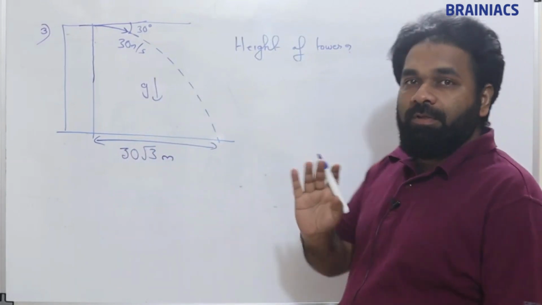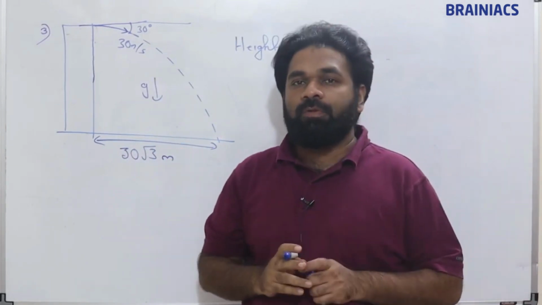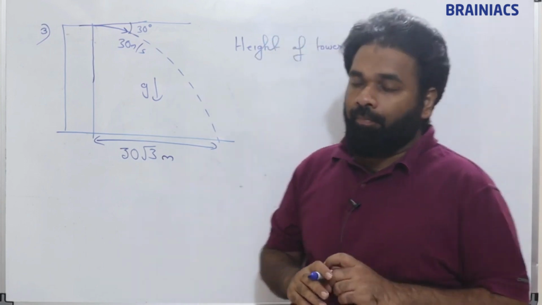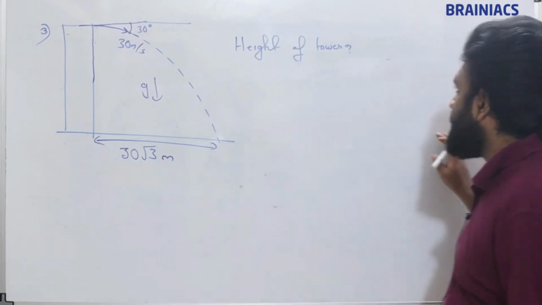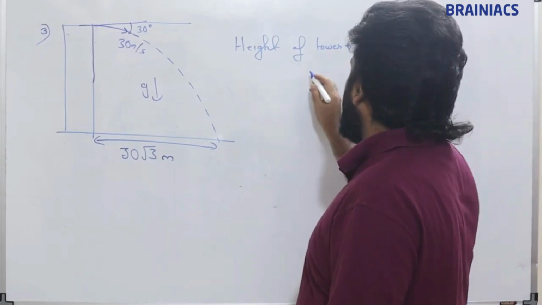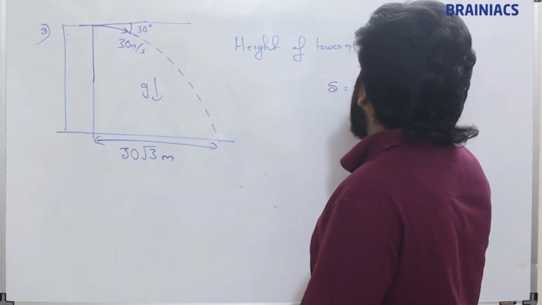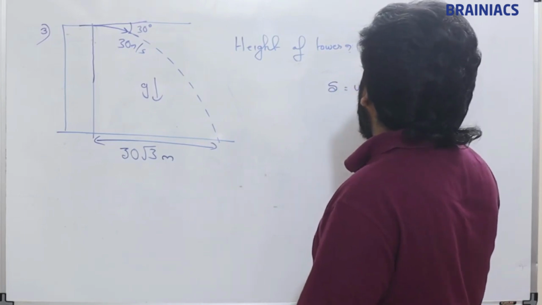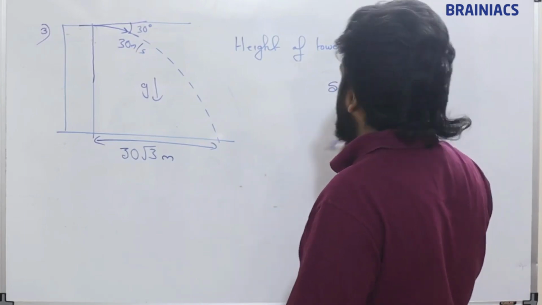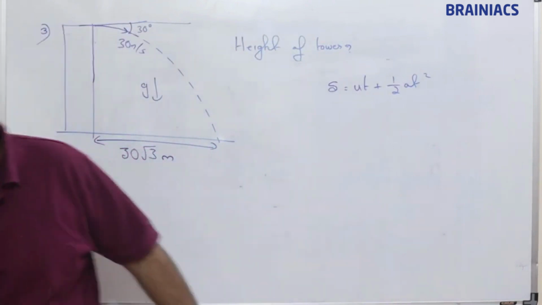Okay, so please solve this question yourself, then verify the answer. Pause the screen and do it yourself. Okay, in order to find height, I am going to use this equation: s is equal to ut plus half at square.